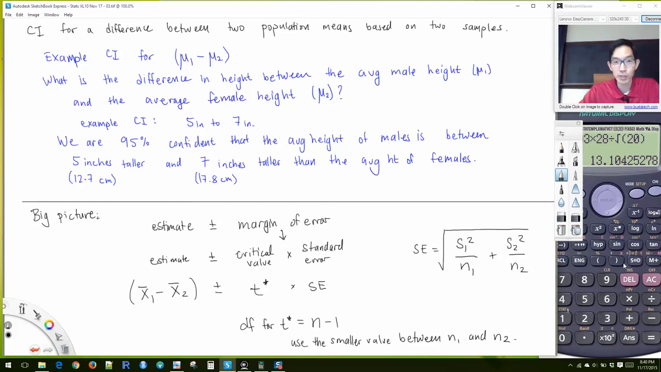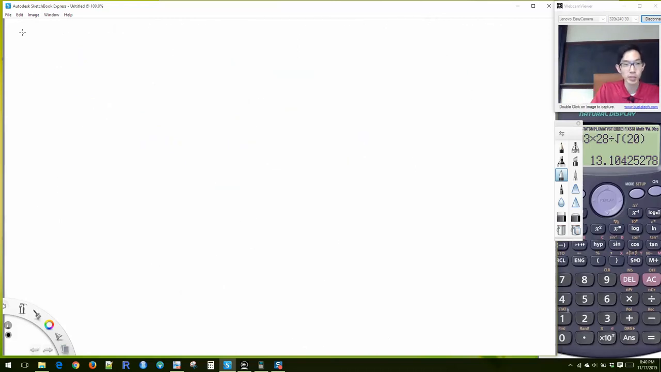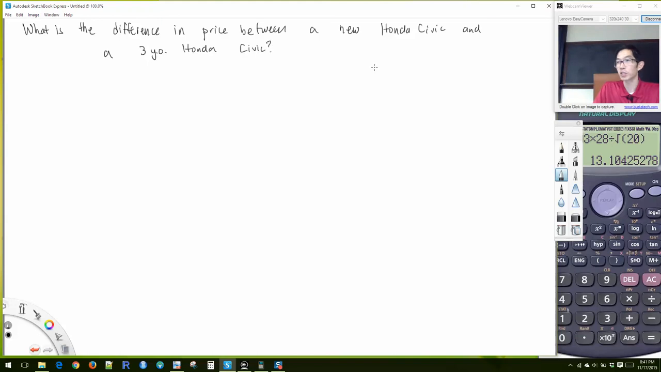Why not, right? Okay. So we'll say, what is the difference in price between, we'll say, a new Honda Civic and a 3-year-old Honda Civic. This is the question that we want to know. So how much does the Honda Civic lose? How much value does a Honda Civic lose over 3 years of time? I have no idea, okay? So we're just going to make up some numbers here.